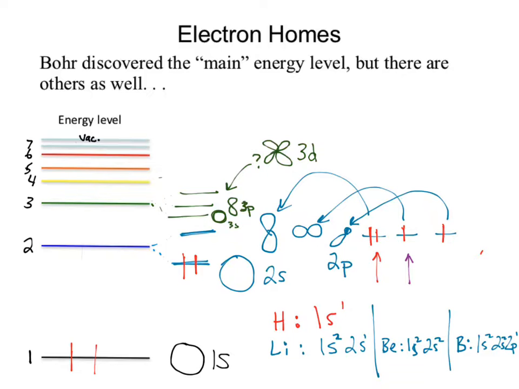Figured that was going to cause a pause. 2p5. Neon, 2p6. How many electrons could I fit in the p orbitals? 6. Why? Our electron configurations just predicted it. Our column just gave it to us.